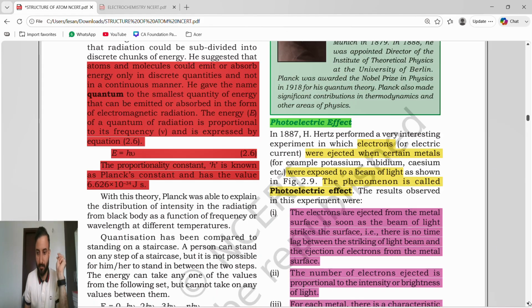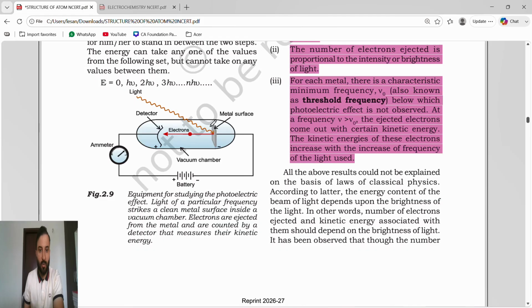See here what is happening: this is a metal surface. Light is coming in the form of a wave. The light ray is coming and hitting the metal surface, so the electrons are ejecting. This is called the photoelectric effect.